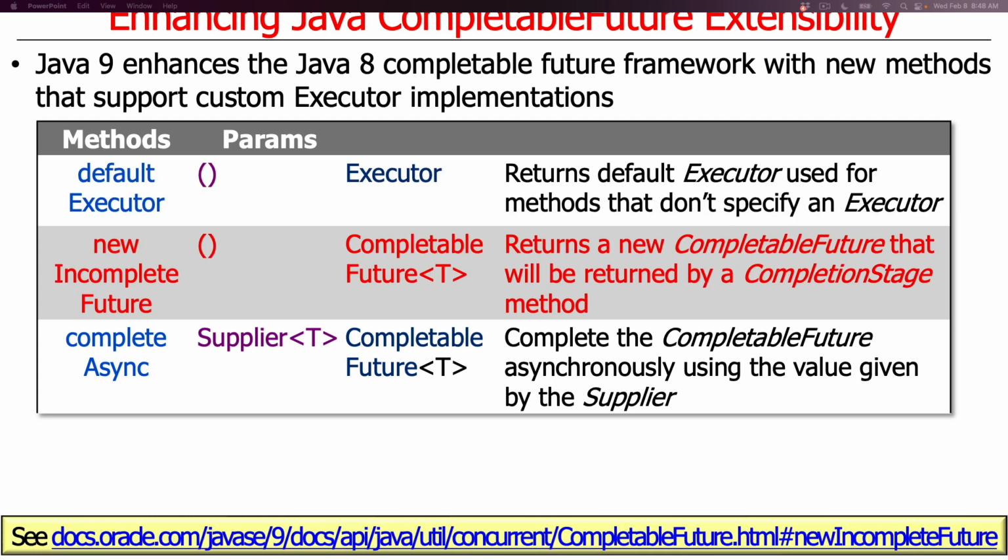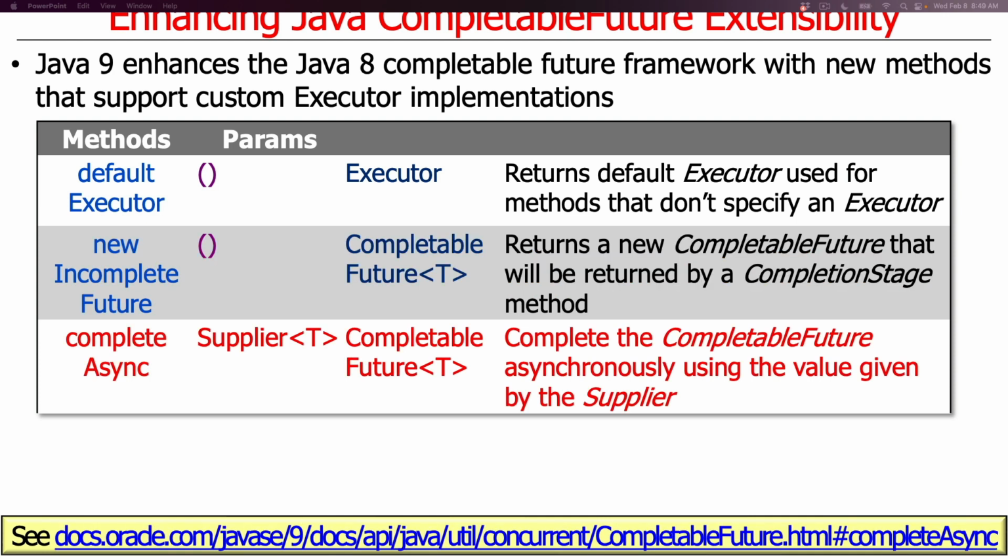There's another factory method called new incomplete future, which returns a new completable future that will then be used throughout the rest of the processing to do the computations on it. And this will allow us to define our own subclass of completable future and then have this factory method return an instance of said subclass when needed.